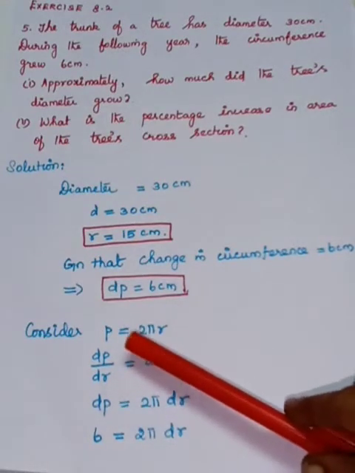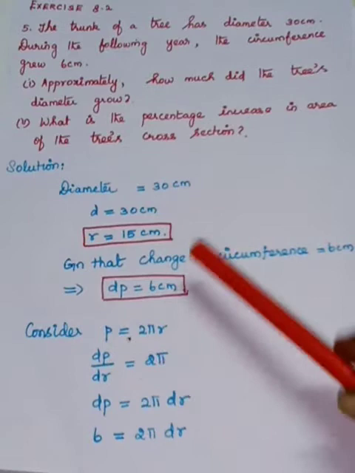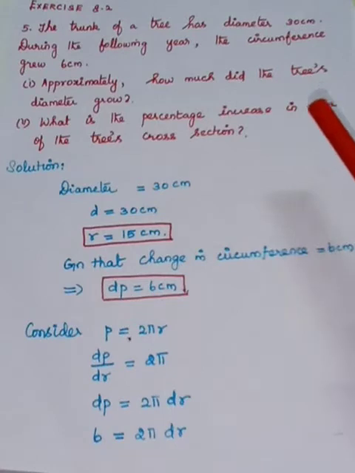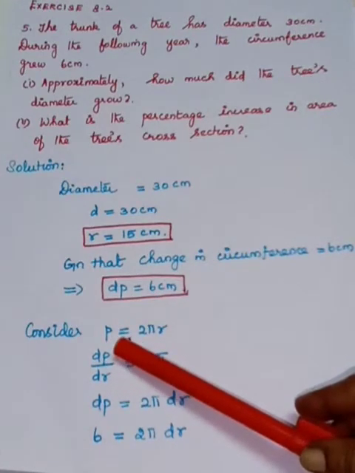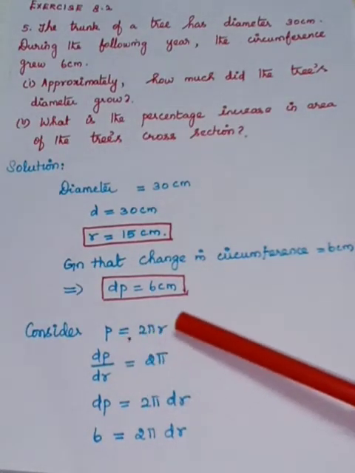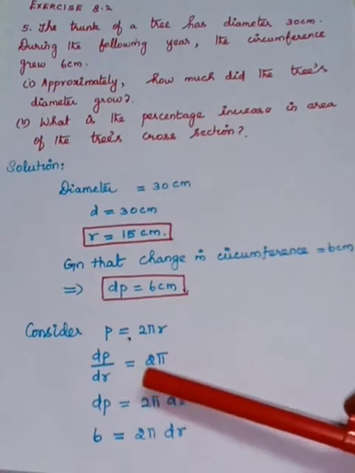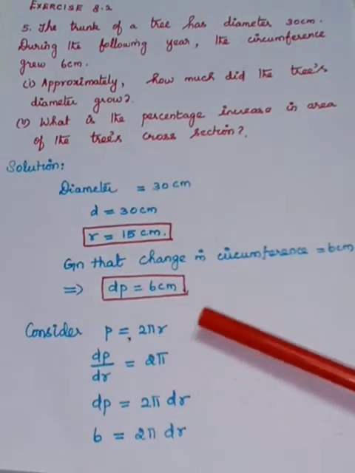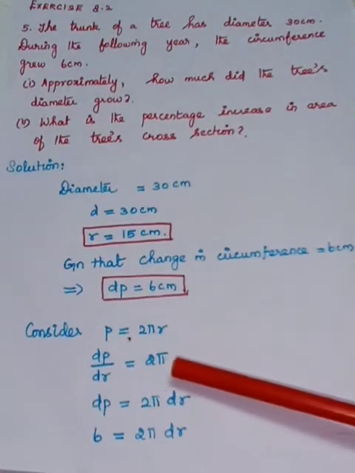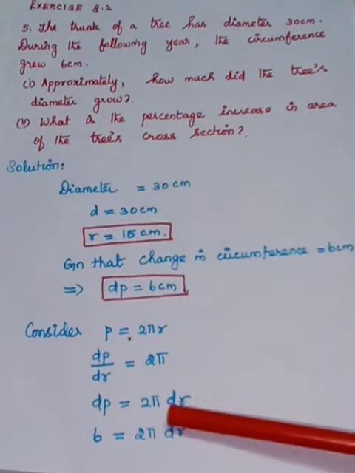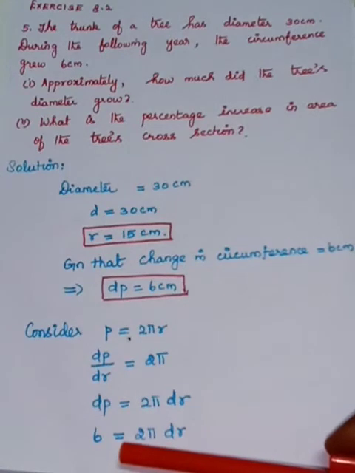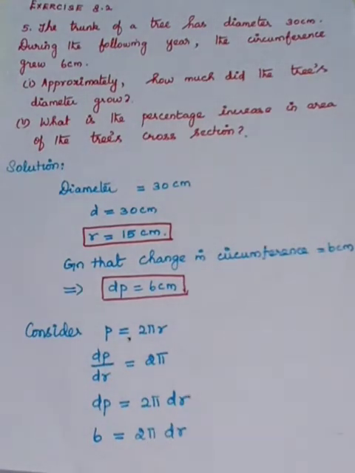So I'll take the circumference. Circumference is nothing but 2 pi r, because the cross section of the trunk is in the form of a circle. So P is equal to 2 pi r. You have to differentiate P with respect to r. So dP by dr is equal to 2 pi. 2 pi is a constant. When you differentiate r with respect to r, it is 1. So dP is equal to 2 pi into dr. What is dP? It is 6. So in the place of dP, you substitute 6: 6 equals 2 pi into dr.